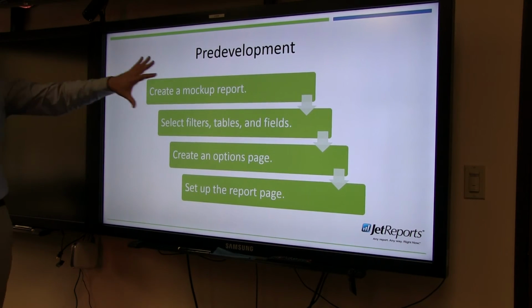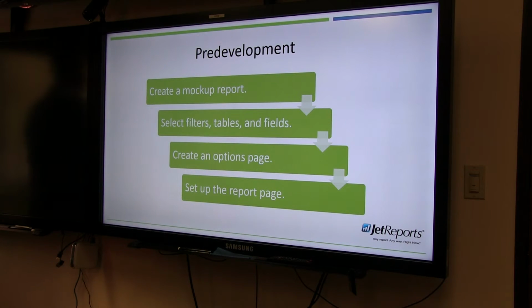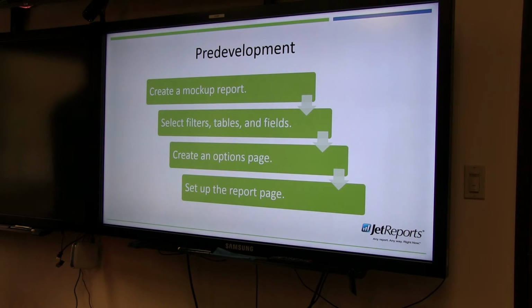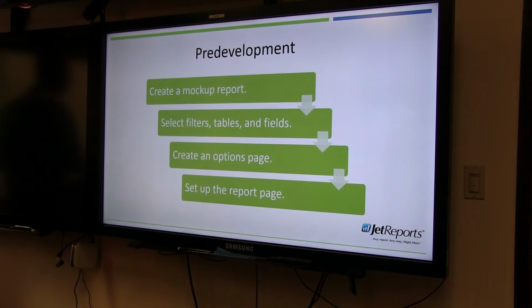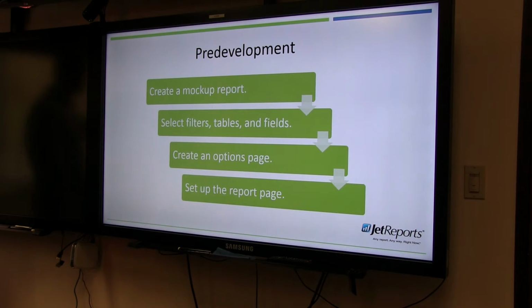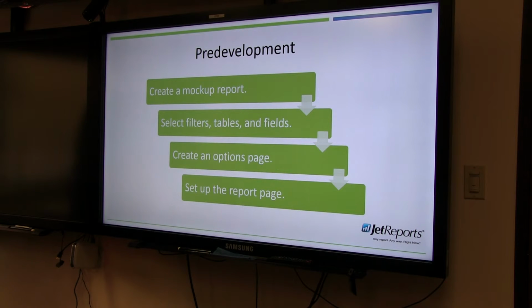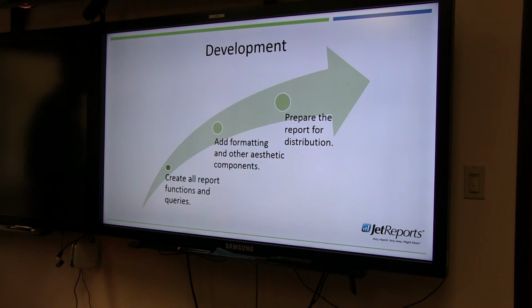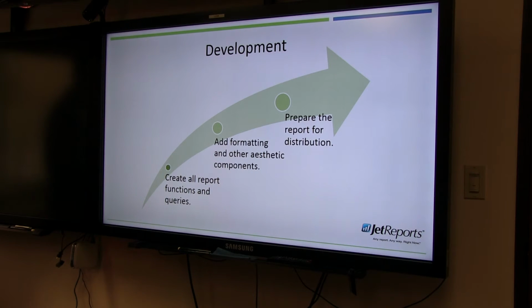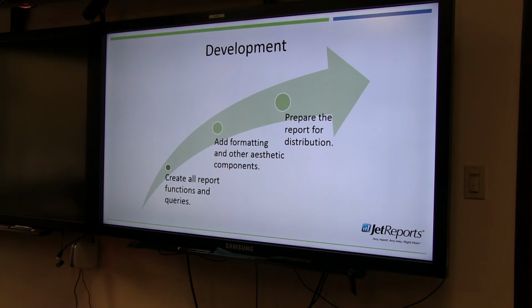So what we're going to focus on in this module is the pre-development. We're going to create that mock-up. We're going to select our filters, tables, and fields. Tables and fields are the hardest part for most people when we start doing this. We'll create our options page and get our report page set up. Once we've done all those steps, we're ready to start the actual development: create all those functions and queries, add formatting to make it look nice, and then finally prepare it for distribution.